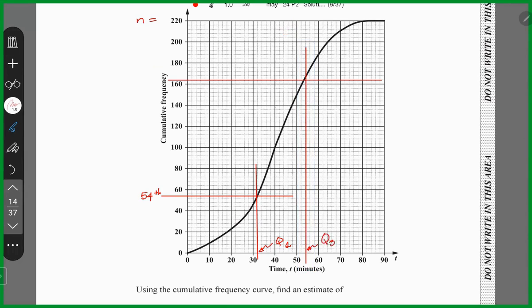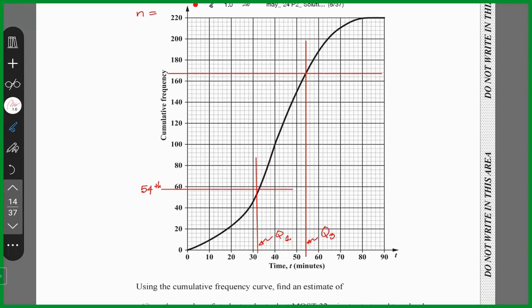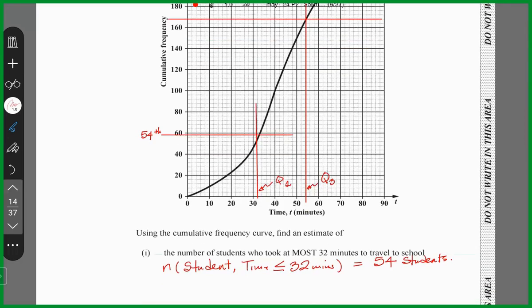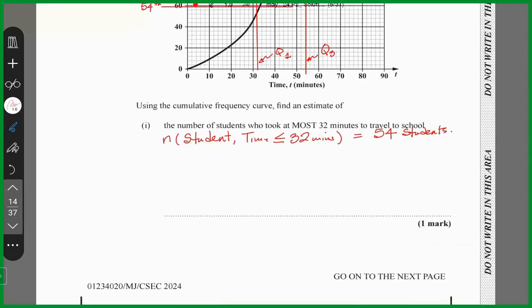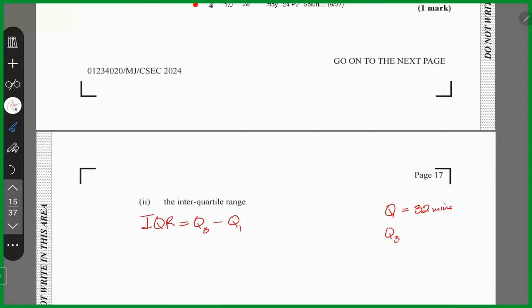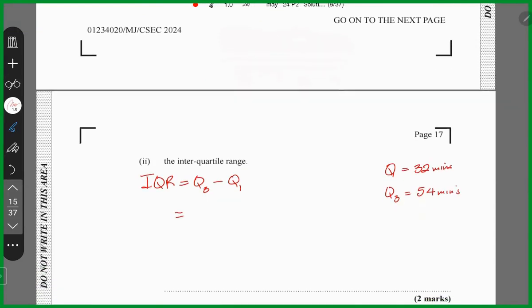And my Q3 appears to be 54 minutes. Q3 is 54 minutes. So my IQR would be 54 minus 32. This appears to be 22 minutes.